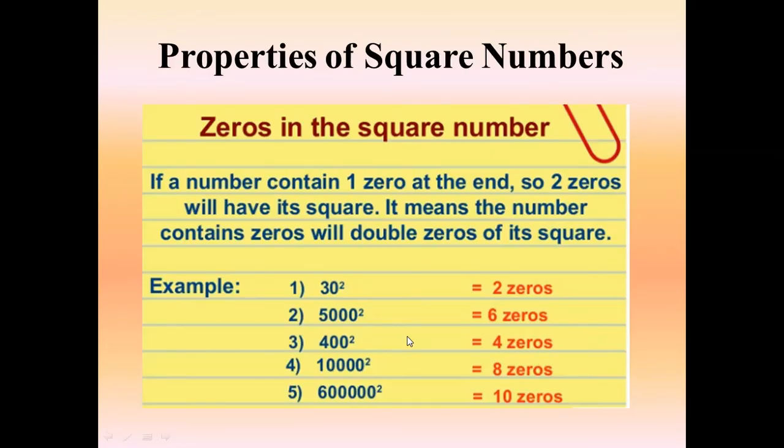Okay, then another interesting property of the square of a number regarding the zeros in the square number. If a number contains 1 zero at the end, then its square will have 2 zeros. It means the number's zeros are doubled in its square. Like 30 square is 900. So 30 contains one zero at the end, but its square contains two zeros at the end. Similarly, when you square 5000, it contains three zeros and the square will contain how many? Six zeros.